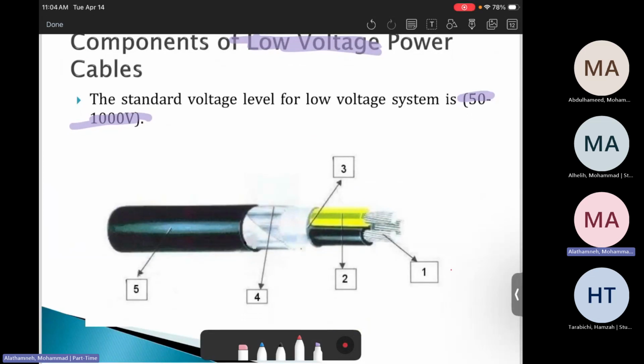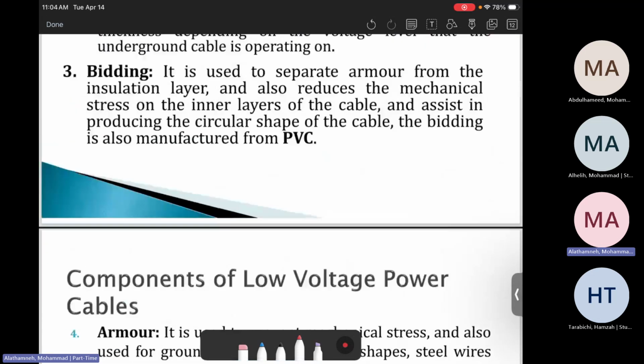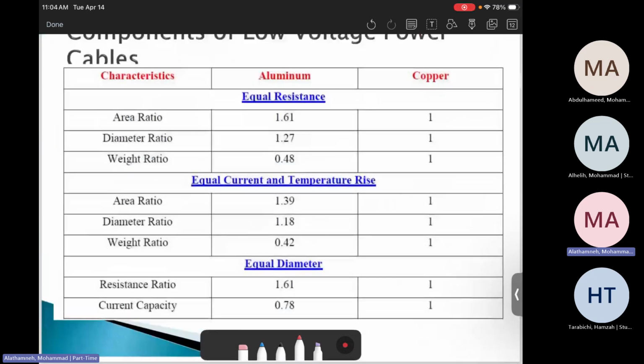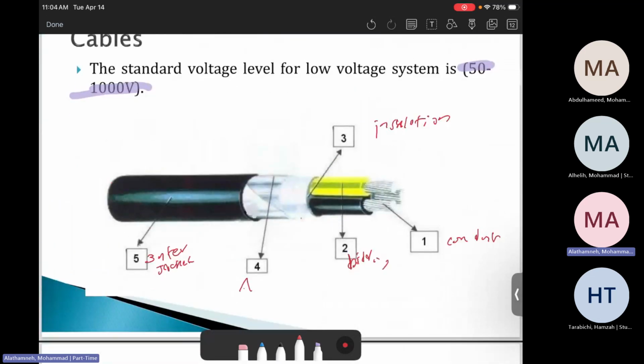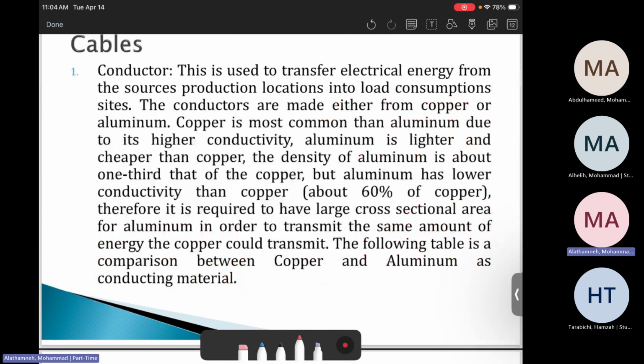So again, this is conductor. This is bedding. This is insulation. This is outer jackets. And how about number four? I forget. Actually, it is armor or sheath. Sometimes we call it sheath. Armor. Then when you look at it here, let's talk in details. What does each one mean and how can we use it?